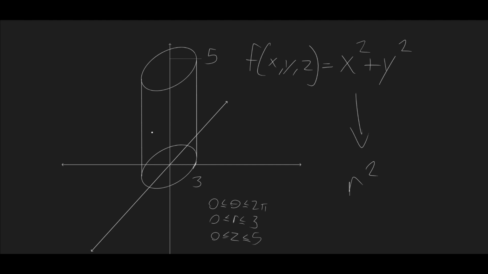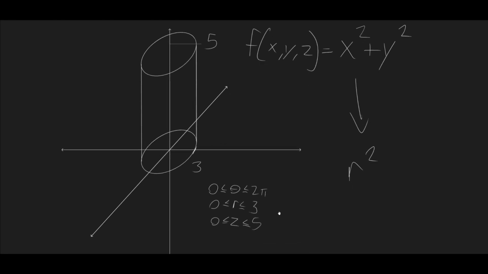In this example, we have a cylinder of radius 3 and height 5, and we want to take the triple integral over this volume of the function f of x, y, z equals x squared plus y squared. When we convert this into cylindrical coordinates, we know that x squared plus y squared is r squared. So this is what we're going to be integrating. Now let's define our bounds.